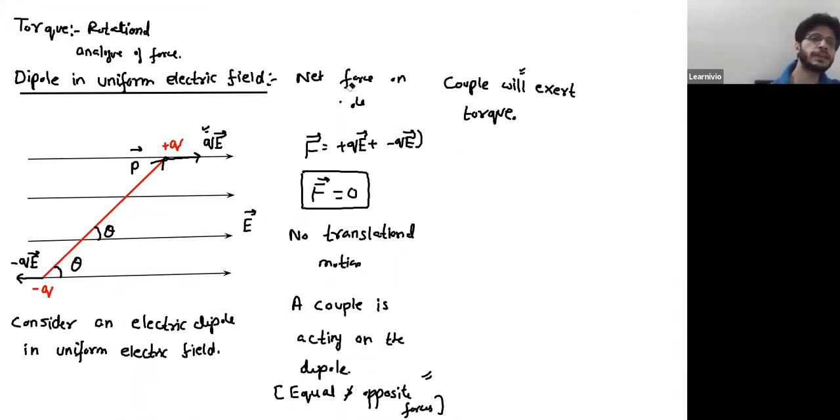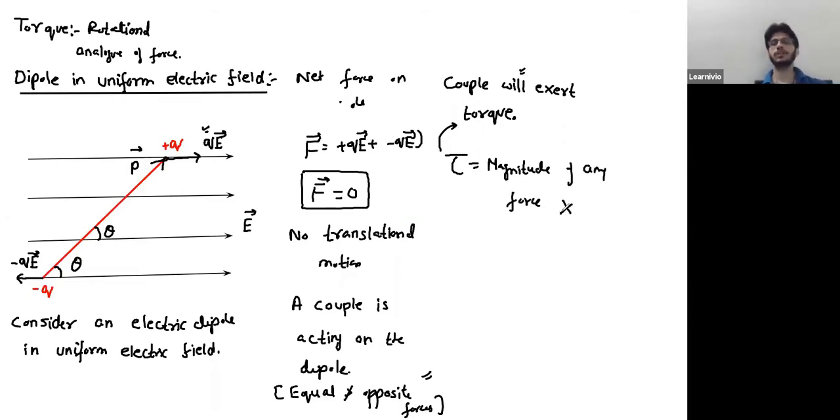Now, we can calculate torque. We represent torque by tau. This tau is the notation for torque. Torque for a couple is the product of the magnitude of any force. Since in a couple both the forces are equal, take the magnitude of any one of them and multiply it by the perpendicular distance between them. This is how we calculate torque.